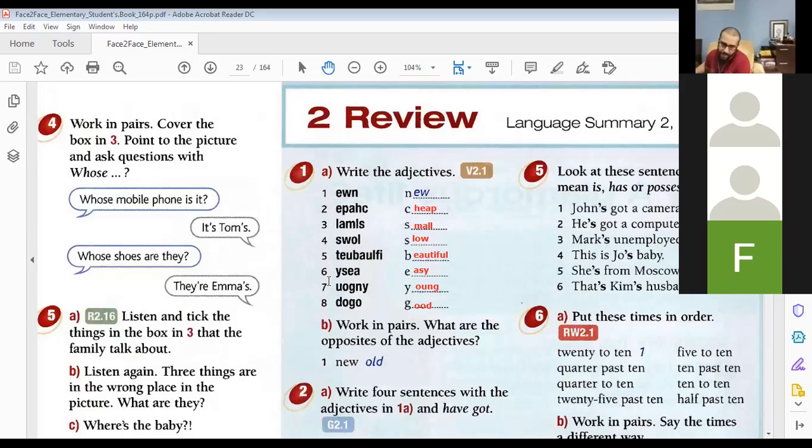What are the opposites of new? What's the opposite? Old. What about cheap? Expensive. Small. Big. Okay. What about slow? Fast. What about beautiful? Ugly, correct. And what about easy? Difficult. Or hard. Correct. We can also say difficult or hard.